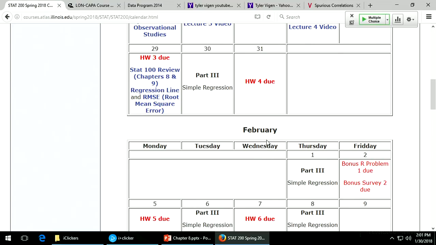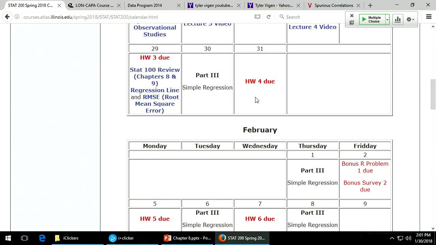Okay, so just a few announcements before we begin. We are going to start part 3 today on simple regression. That's just looking at the relationship between two variables. We're going to move on and look at multiple regression later. That's when you have more than one predictor variable. So today we're just going to be looking at simple regression and just descriptive statistics on it, not doing any inferential statistics. That will come on Thursday.